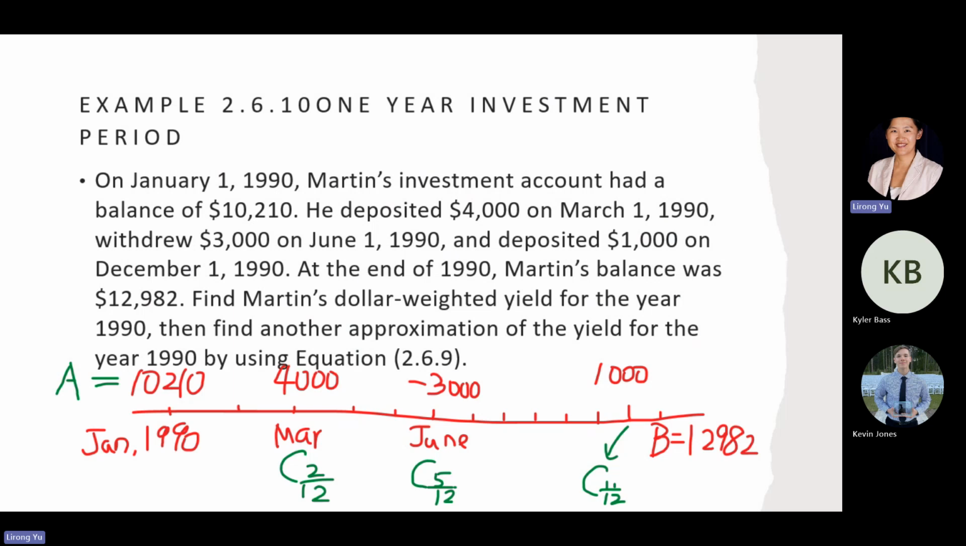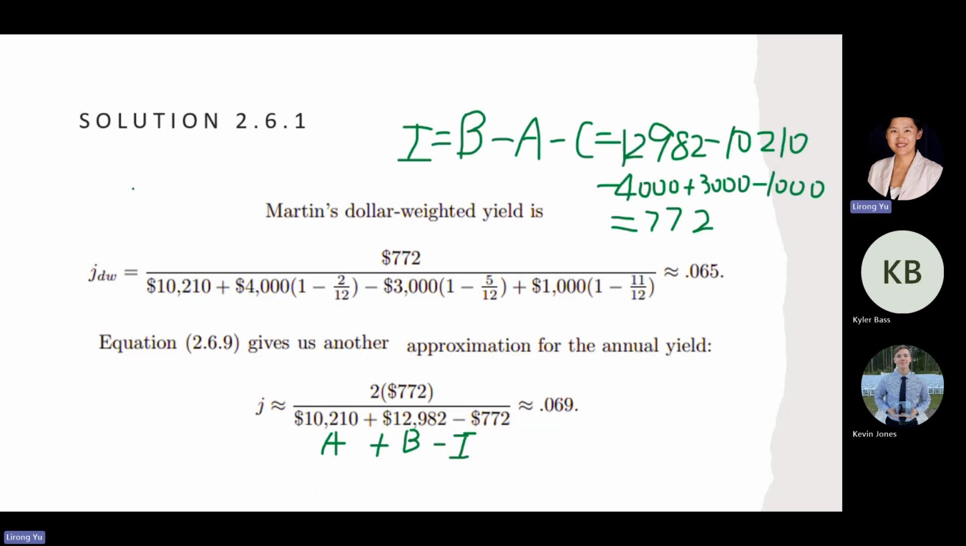Okay. So now we're going to follow the formula. These are the calculations for the entire formula. I actually quoted what's in the book. The formula, maybe I should draw it. The formula says I_DW is equal to I divided by A plus the summation of all the C_t times (1 minus t). Now, t could be any of the cash flows along the timeline.